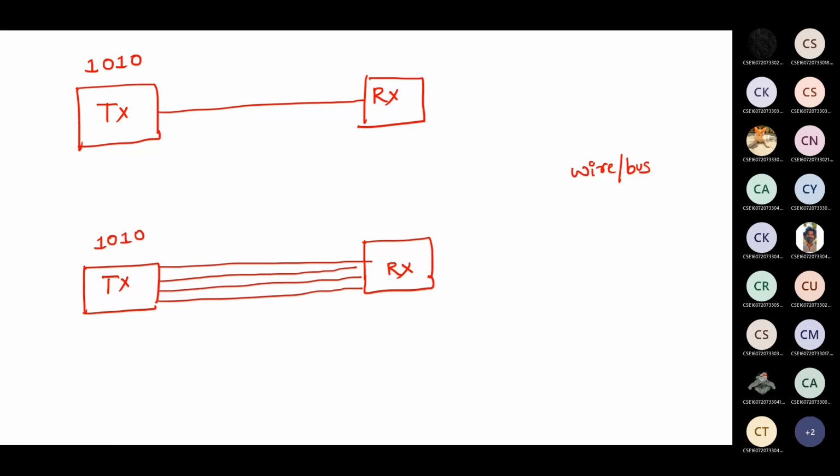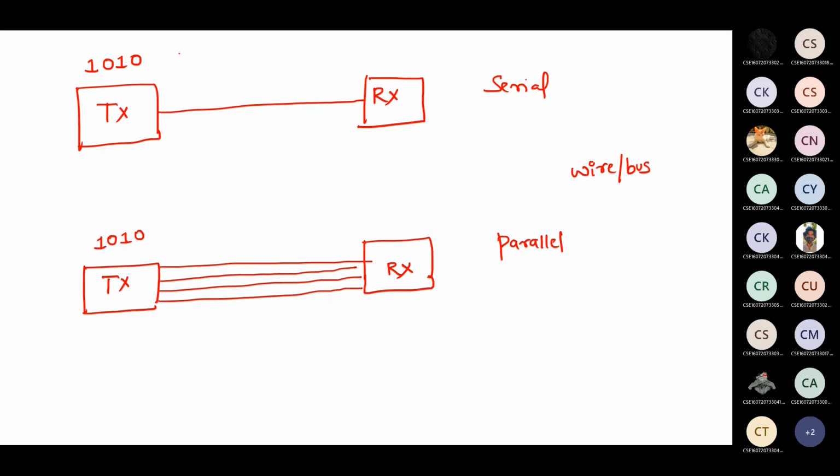Among the two diagrams, what is serial and what is parallel? Sir, first one is serial. First one is serial, correct. Next one is parallel. Which one will be faster, serial or parallel? Parallel. Parallel will be faster compared to serial.